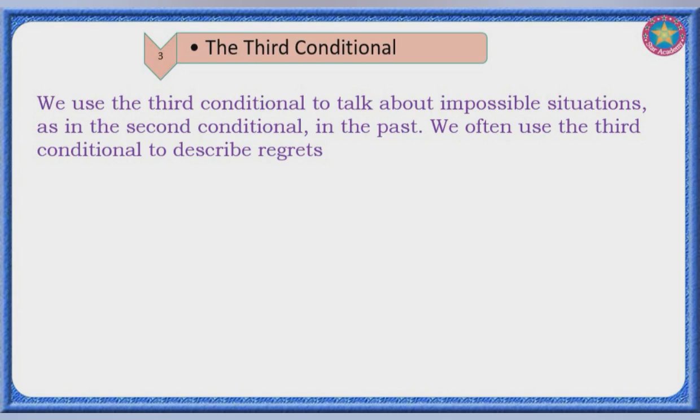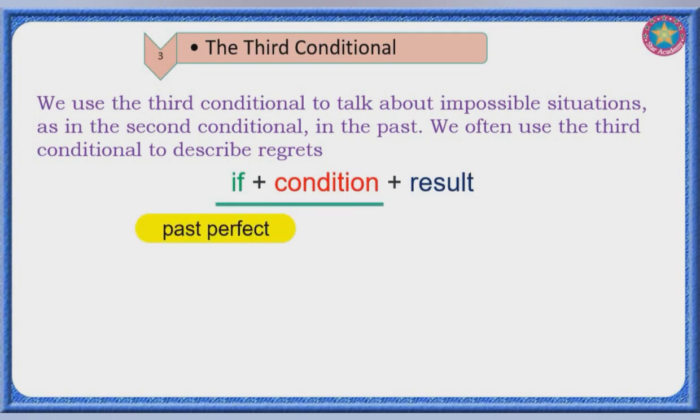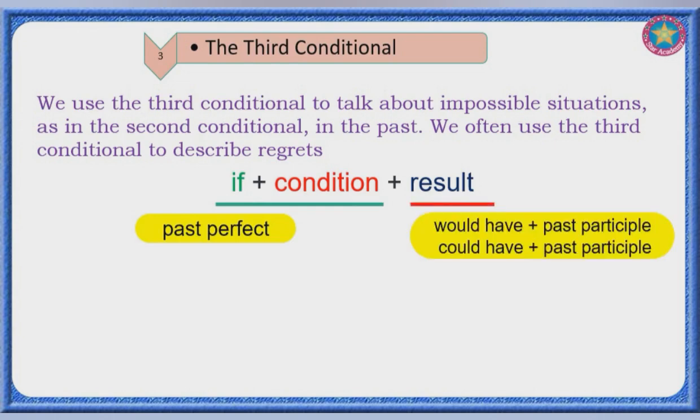The third conditional. We use the third conditional to talk about impossible situations, as in the second conditional in the past. We often use the third conditional to describe regrets. The structure will be part 1 or the first part will be past perfect, and the second part would have plus past participle and could have plus past participle. The first part shows 0% possibility and the second part is 100% certain.